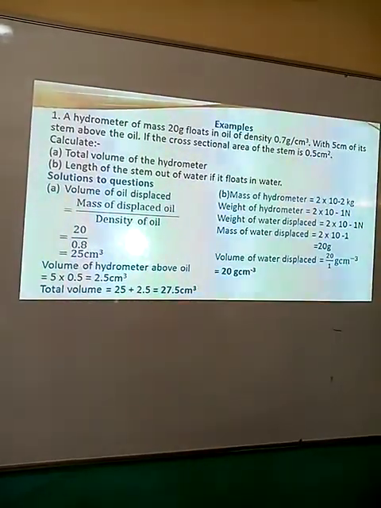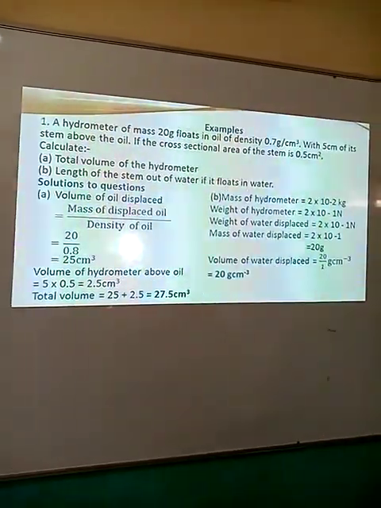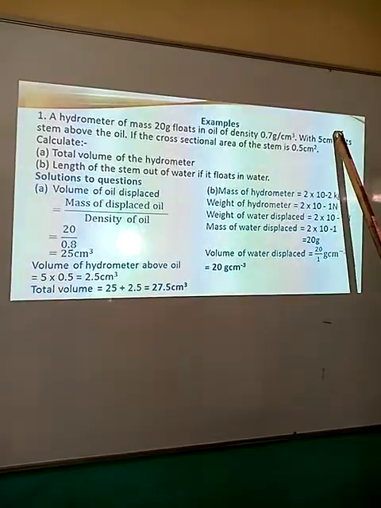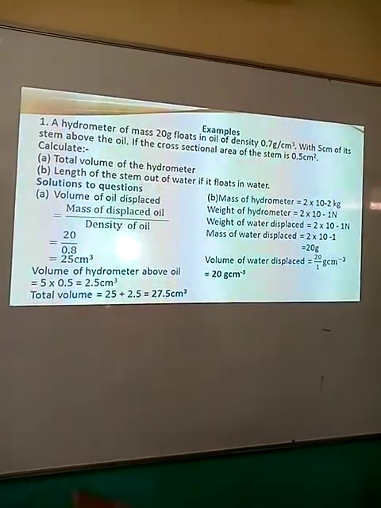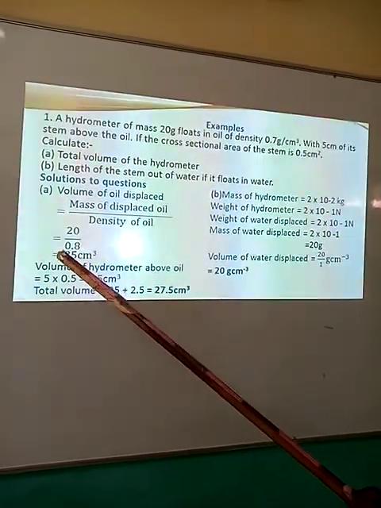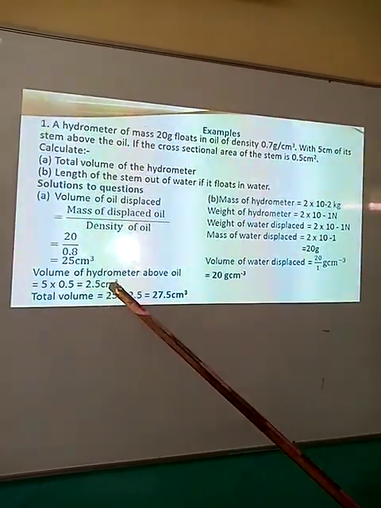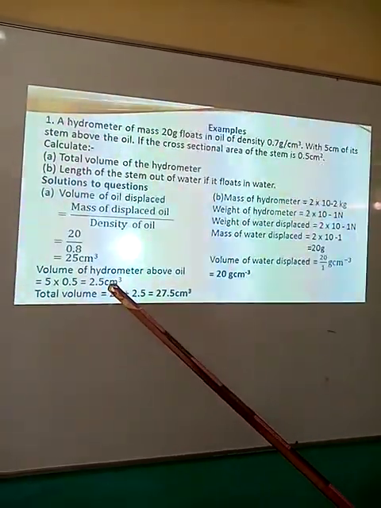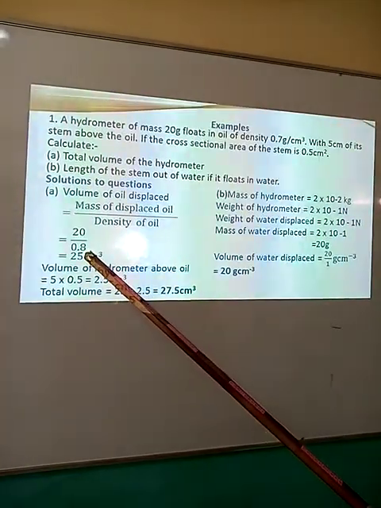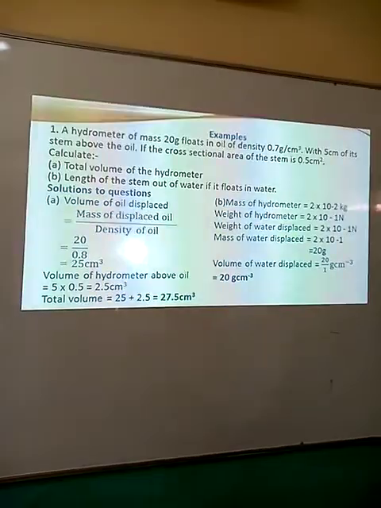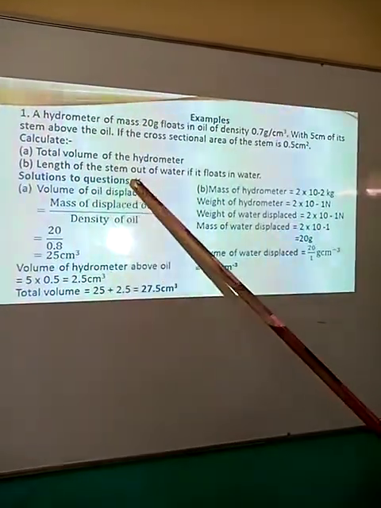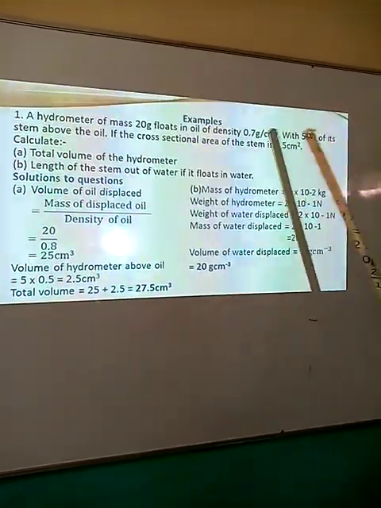So you get that. The volume of the hydrometer above the oil will be the 5 cm remaining times the cross-sectional area. So that will be 5 times 0.5, giving 2.5. This volume is inside the oil, while this one is above. So the total volume will become the volume inside plus the volume above. That gives us 27.5.